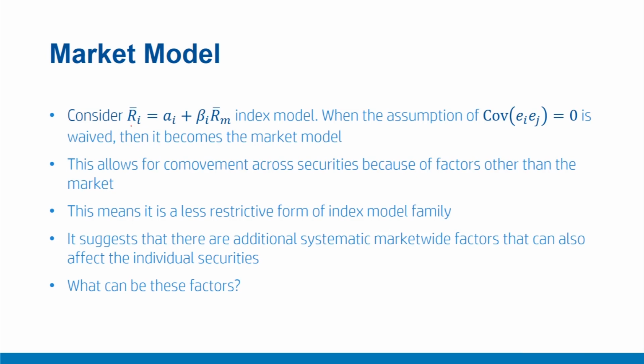Consider a single index model like Ri bar equal to alpha i plus beta i times Rm bar. Here, the assumption that covariance between Ei, Ej equal to 0, which was a very integral and central assumption of single index model, is relaxed or waived, and it becomes the market model. This simply means that there may be some co-movement across securities that are not due to the market. This is in contrast to the single index model. The relationship between the expected returns on the security and the market remains the same, which is this relationship. However, since the assumption of covariance is not the same as the single index model, we do not get the same simplified portfolio expression.